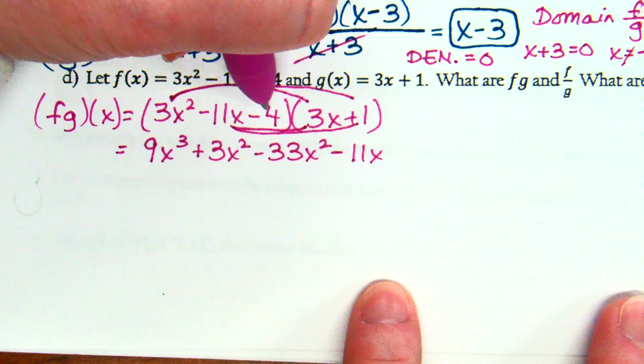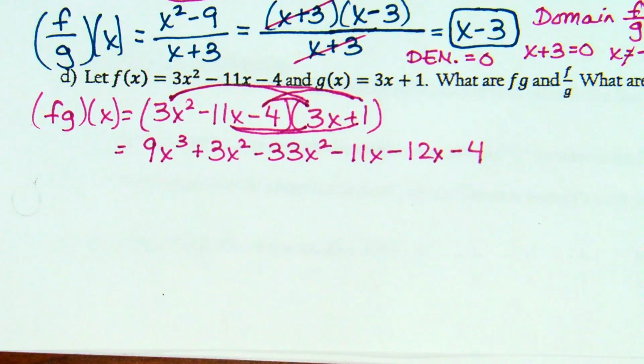We're going to distribute negative 4. Negative 4 times 3x, minus 12x. Negative 4 times 1, minus 4. I don't like that. Okay. Take one more step. Is there cleanup that can be done?